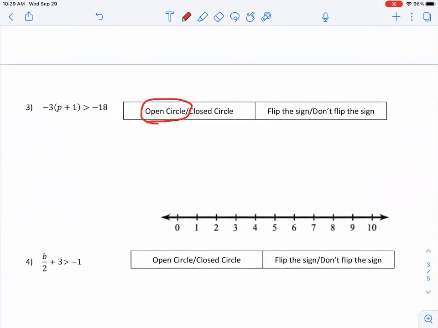How about the sign? Are we going to flip it or not? All right, we're going to flip because we have a negative in front. Okay, so we are going to flip the sign.